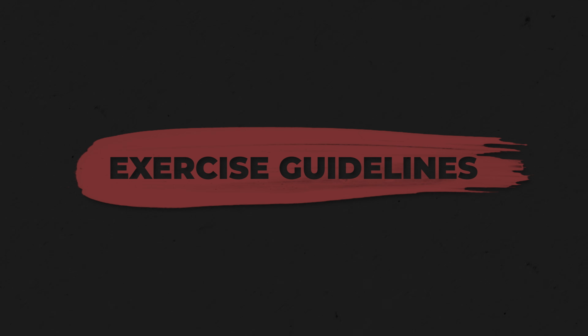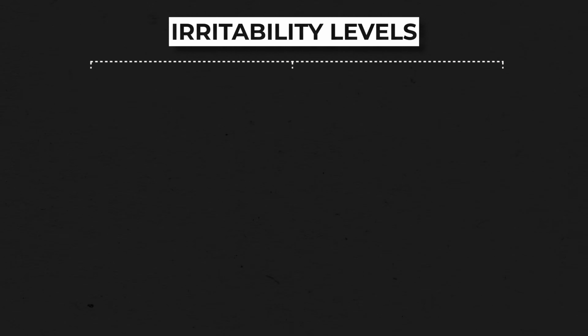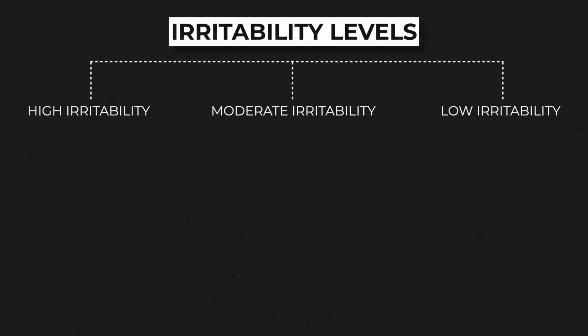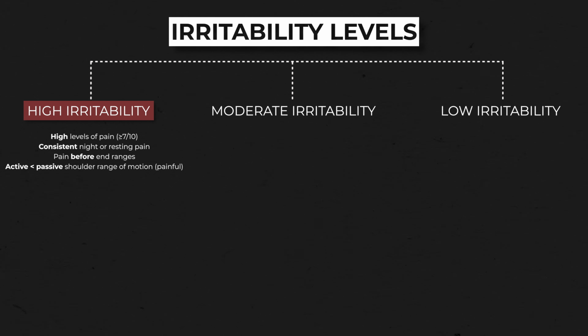Exercise guidelines. Exercises will be chosen based on your irritability levels. High irritability is generally characterized by high levels of pain, consistent night or resting pain, pain occurring before end ranges of shoulder movements, and active shoulder range of motion that is significantly less than passive range of motion secondary to pain.